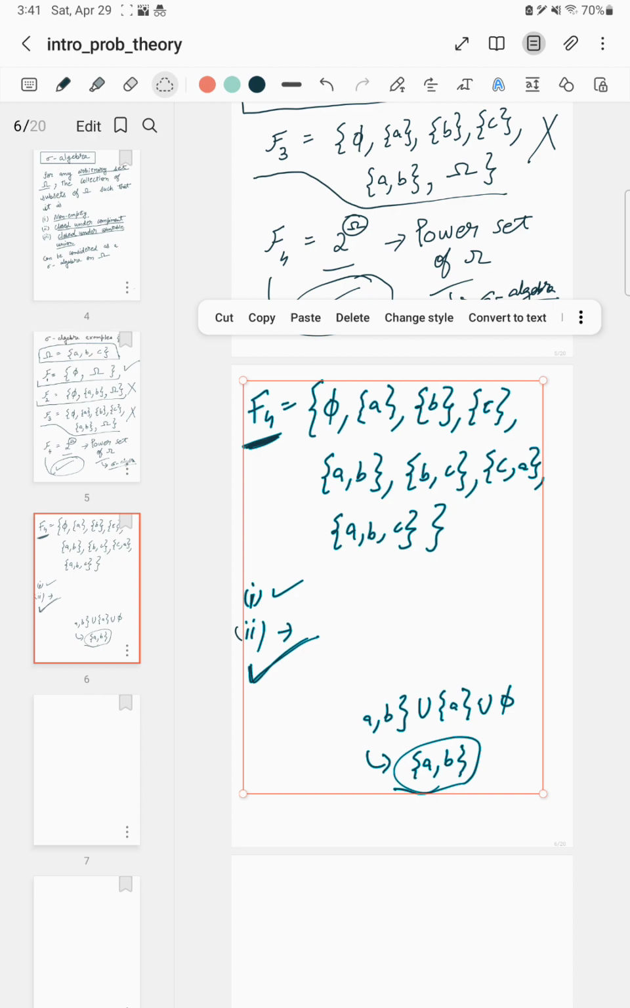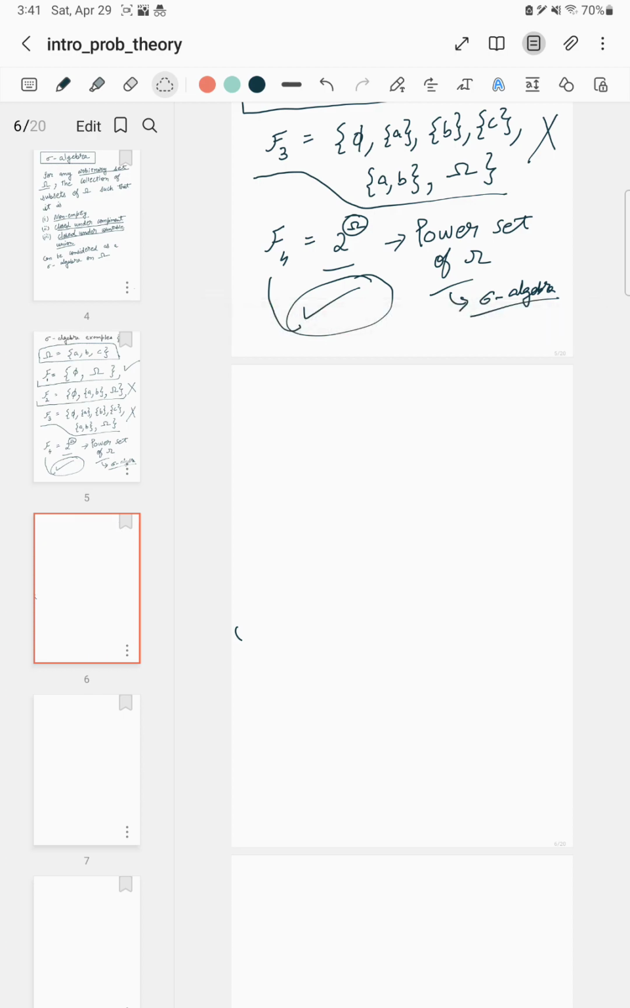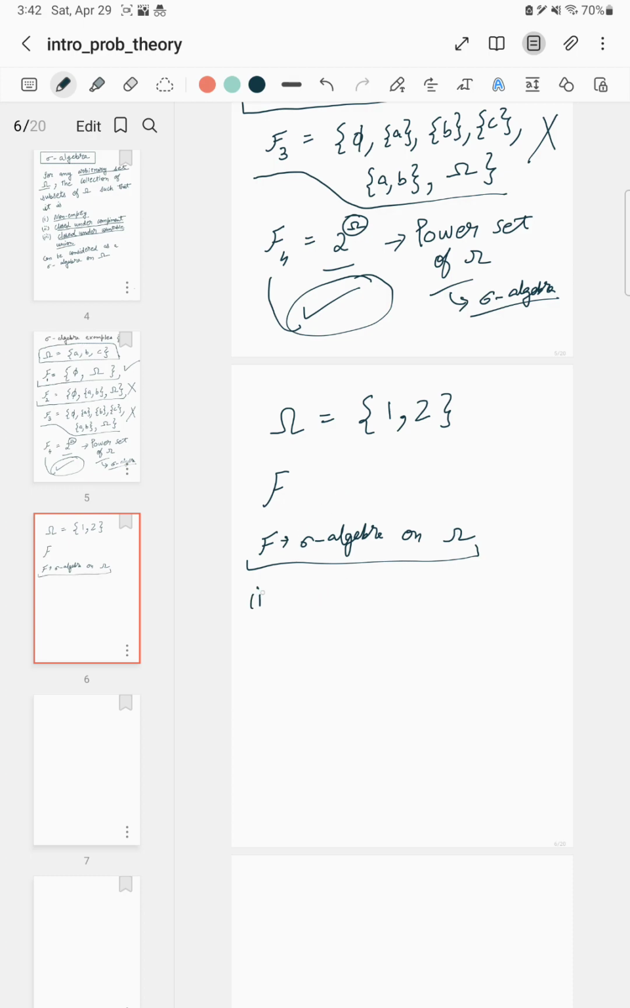Now let's create an example. Let's say we have an omega which is 1 and 2. We want to create an F such that F is a sigma algebra on omega. So F should be non-empty first of all, for the first condition to be satisfied. So let's say F contains 1, and some other elements.